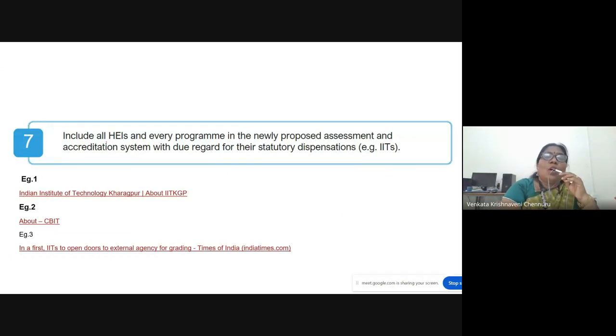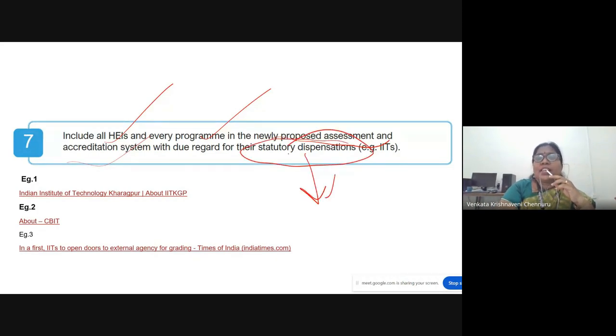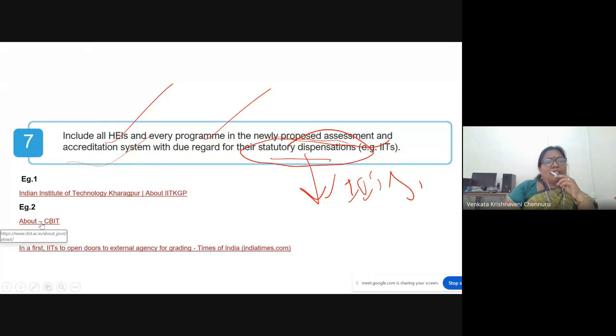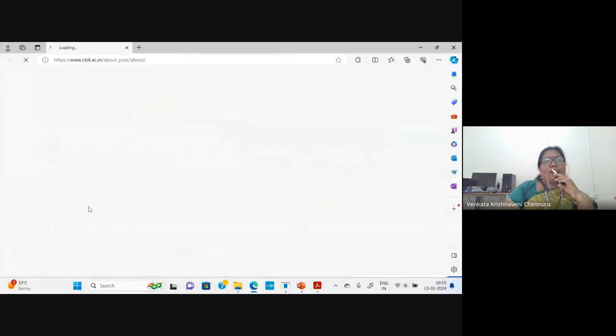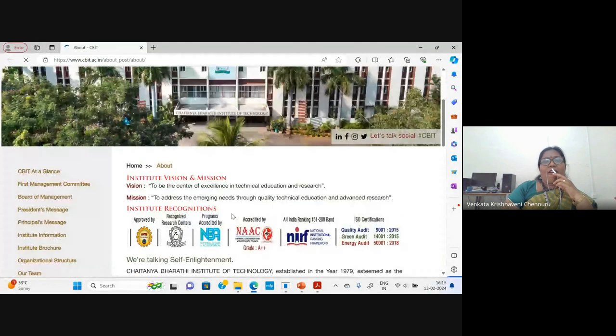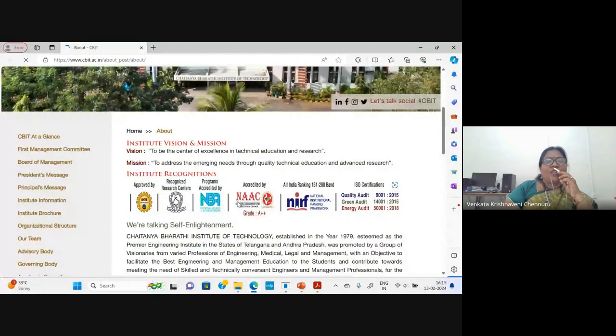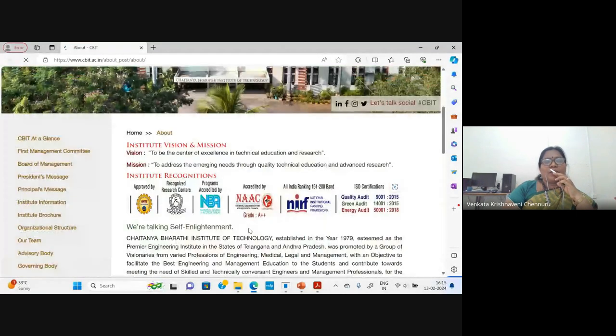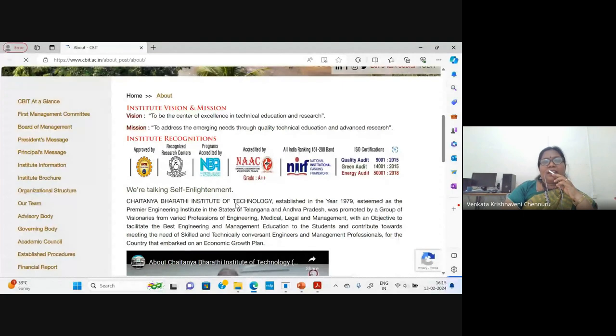Next point is to include all HEIs and every program in the newly proposed assessment and accreditation system with due regard for their statutory dispensations. Here, for example, IITs, let me show you this. Look at this. This is CBIT, one college I have taken. I think you are able to see this. This is their web page, the first page of their website. Do you find the NAAC grade here? We are able to see the NAAC grade, no?